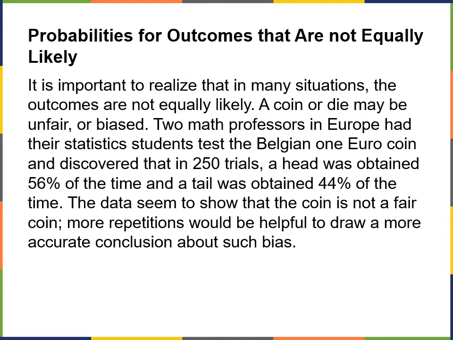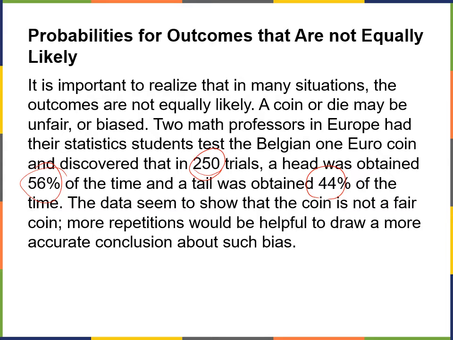In a lot of cases, we're not going to have equally likely outcomes. And sometimes we assume we have equally likely outcomes, and we actually don't. So, here's an example: math professors in Europe had their statistics students measure the euro coin, and they discovered that, out of 250 trials, when they flipped it, the heads came out 56% of the time, and the tails 44% of the time. Well, in 250 trials, you should probably get closer to 50-50 than that.